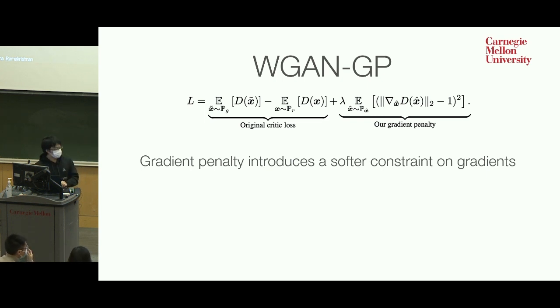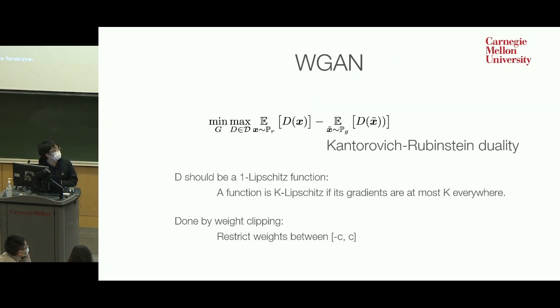The student is asking what the intuition is for the gradient penalty here constraining the D gradients from both sides to be near one, instead of the one Lipschitz constraint, which makes sure the gradient is always less than one for every point of x.